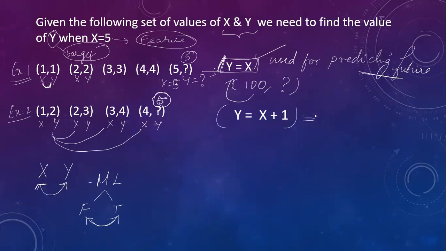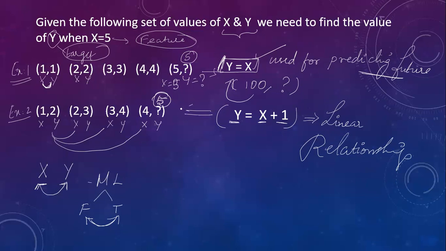This relationship is called a linear relationship. This is the linear relationship between x and y. So the y value will be x plus 1 according to this example. Same way, if I get any value in future, suppose 205, I can use this equation and say that it will be 206. So it's clear till now, I think.